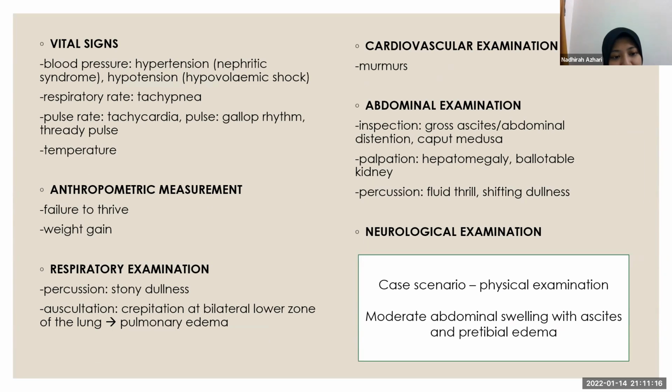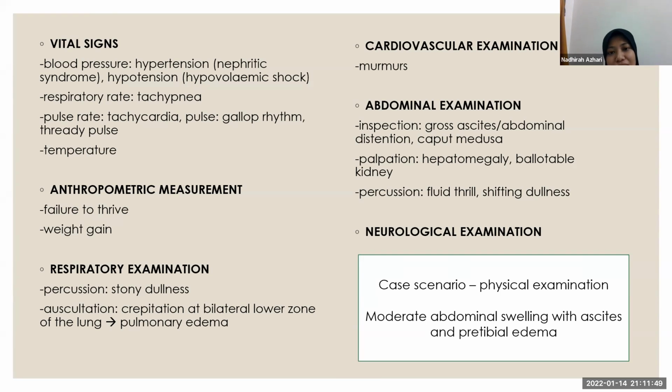As for the anthropometric measurement, it is very important because we want to check whether the patient has failure to thrive, and we need to know if there is any weight gain. And then for the respiratory examination, on percussion there might be stony dullness in case of pleural effusion, and on auscultation, for the pleural effusion, there might be crepitations at the bilateral lower zones of the lung.